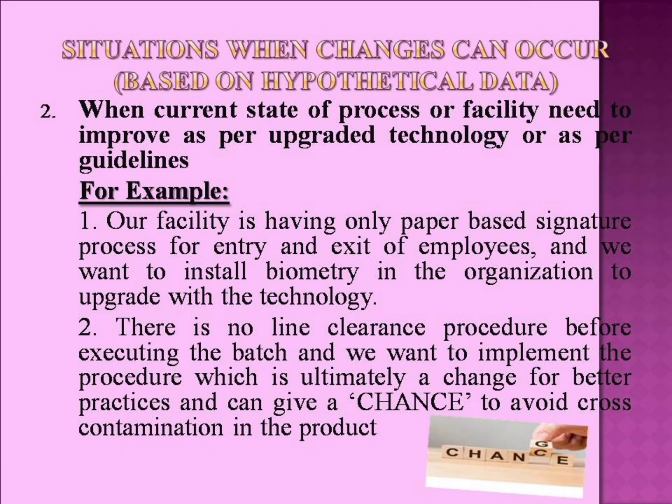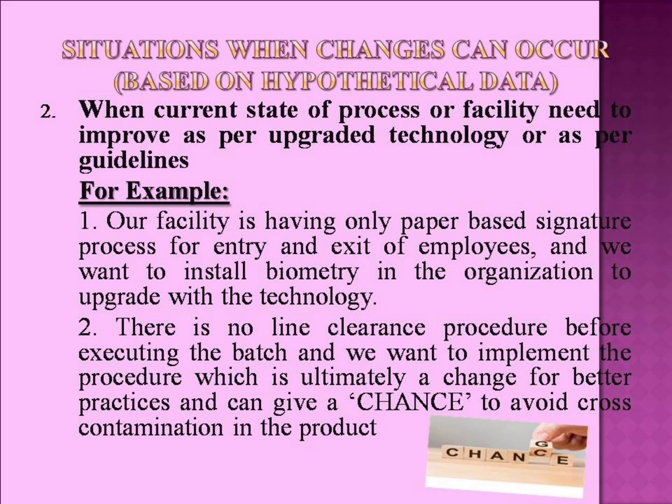Let's talk about the second scenario. When the current state of a process or facility needs to improve as per upgraded technology or as per guideline. For example, our facility has only a paper-based signature process for entry and exit of employees, and we want to install biometrics in the organization to upgrade with the technology. This is a very good example of upgrading the technology in the organization.